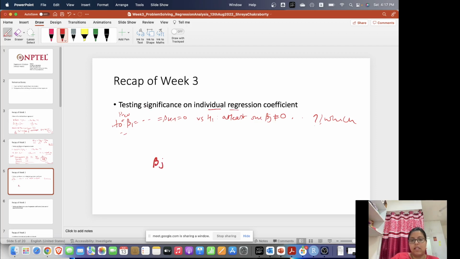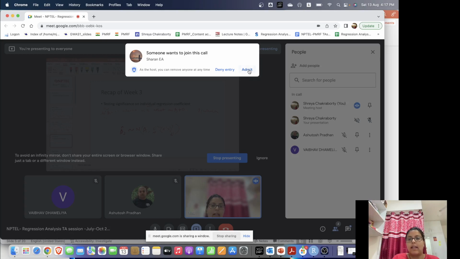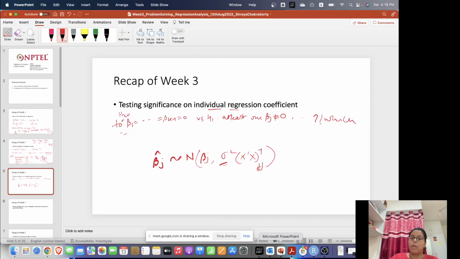And this beta j hat would follow normal beta j and sigma square times the jth diagonal element of X transpose X inverse. And then, like we tested earlier, beta j hat minus beta j by root over sigma square X transpose X inverse jj would follow a normal 0, 1, and then we would estimate sigma square by the MSE, and then we would test as usual. So I'll do one sum of each, you will be able to understand then.